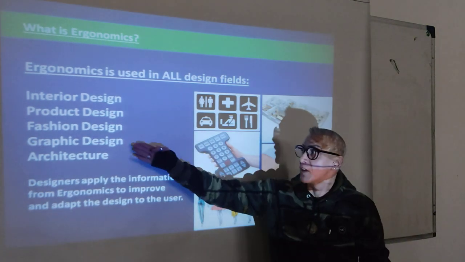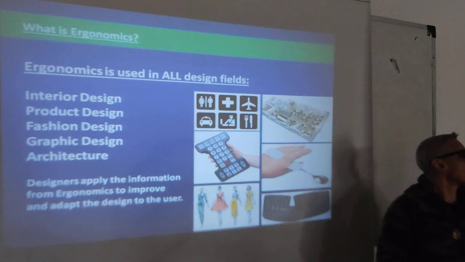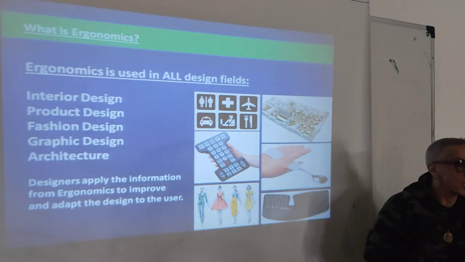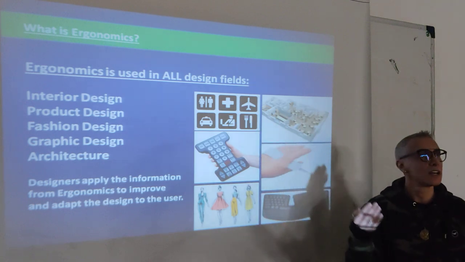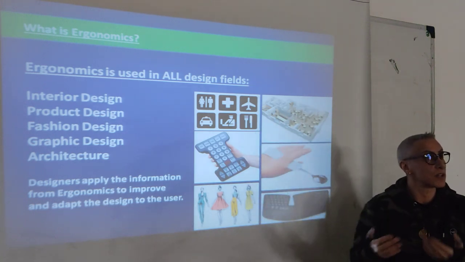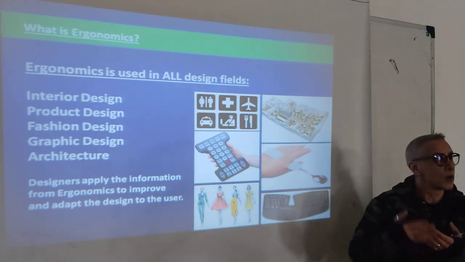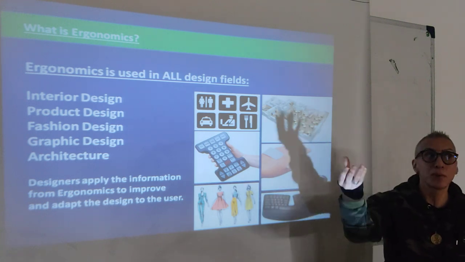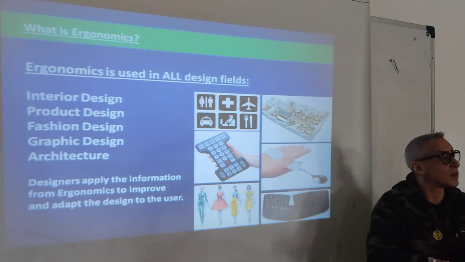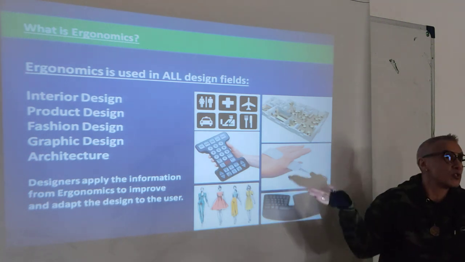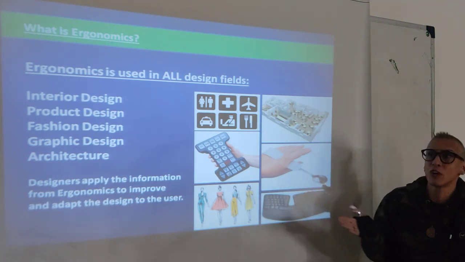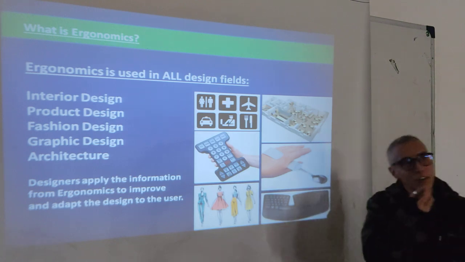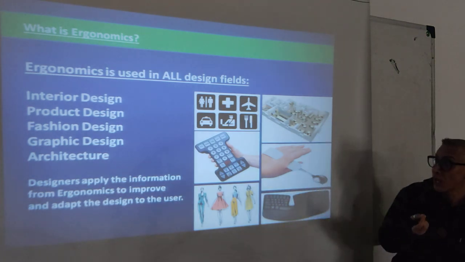Imagine you're a graphic designer and you have no idea about how the human eyes work, how humans see colors, for example, text. What is the psychology of when I see a specific text type, a font type? What happens in my brain? You don't know anything about that. How can you design correctly? And these are just small examples. Okay?